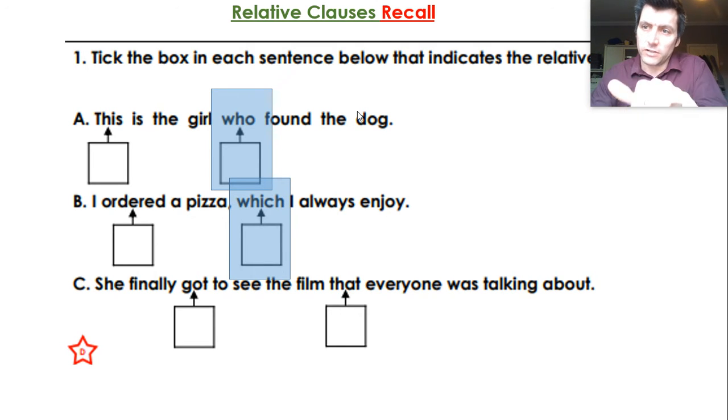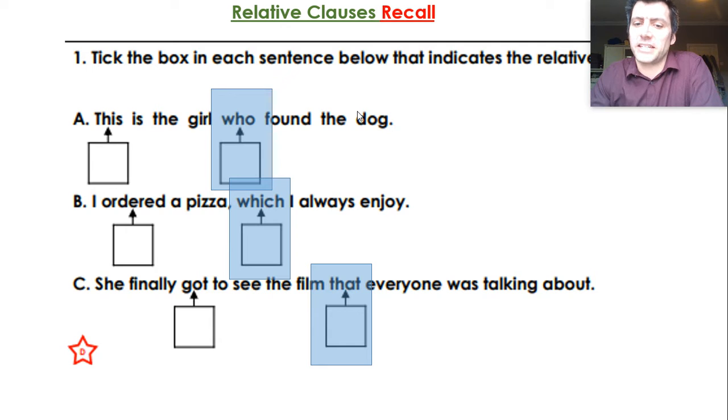I ordered a pizza. Full stop would make sense on its own, but the additional element here is which I always enjoy. Lucky person's never eaten one of the terrible pizzas some people might cook, but it's hopefully somebody who's enjoying every pizza they've ever eaten, so they always enjoy it. So which I always enjoy. And she finally got is a verb, and that everyone was talking about. And that is the relative pronoun there. So here are our relative pronouns, okay, and they're a bit of a flag really that point us in the direction of a writer using a relative clause.